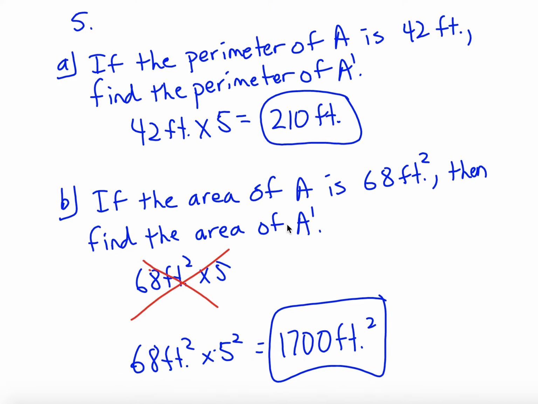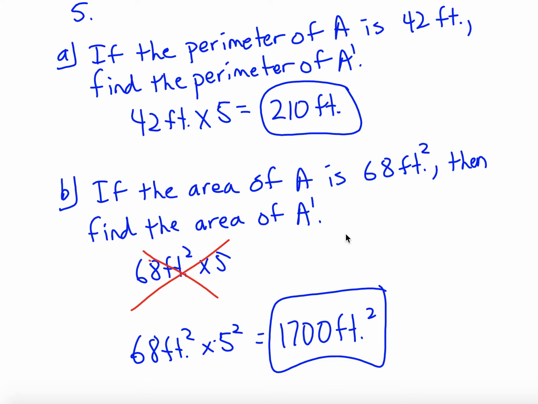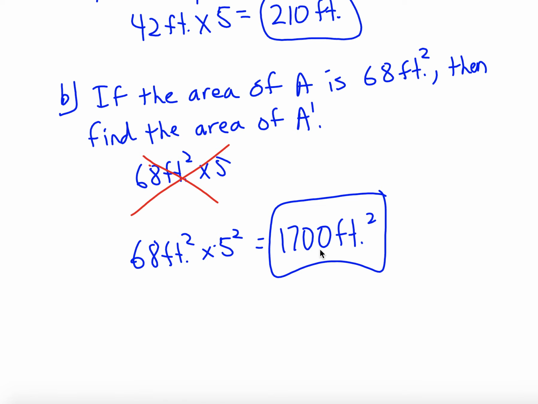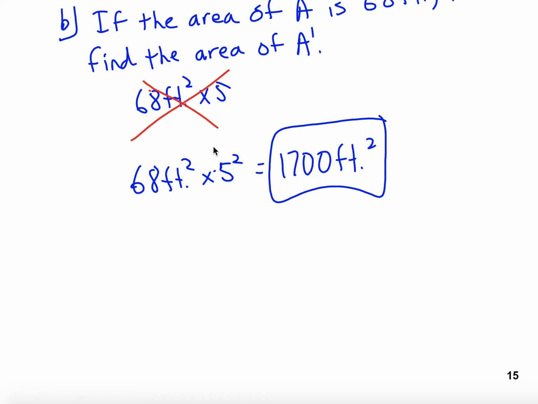Let's say the area of A is 68 feet squared. Then find the area of A prime. It doesn't make sense to just multiply 5 times the 68 feet squared, because you would think of it as area is usually length times width, or area of a triangle is base times height times 1/2. So we're actually multiplying that scale factor of 5 times that scale factor of 5. So you can have 5 times 5, 5 squared, times your area of 68 feet squared, which gives you 1,700 square feet. And that's how those all work.